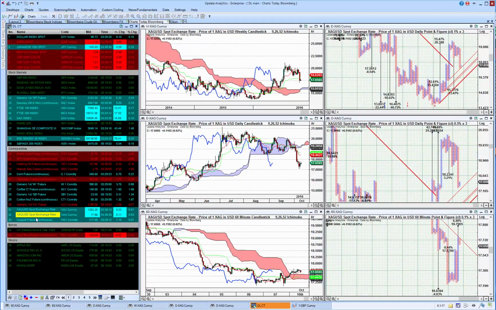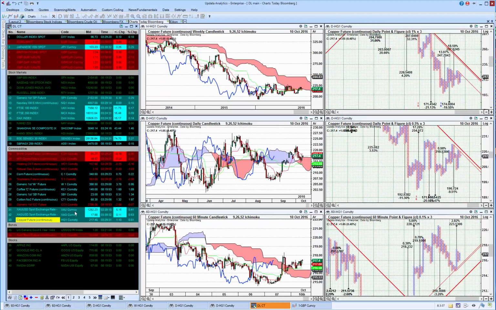Silver, quite a similar picture, and we shouldn't be surprised by that. And then copper: bearish, just turned bullish on the daily, and just mixed on the 60 minutes, so a bit hard to read as well.